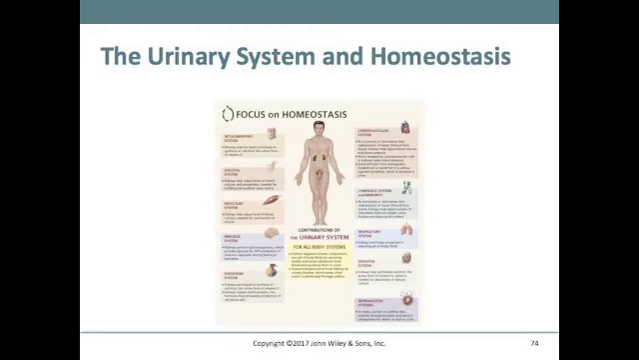Moving on to the next slide. This focus on homeostasis is found on page 1082 of your textbook. So the urinary system contributes to all body systems. For example, the kidneys help regulate volume, composition, and pH of body fluids by removing waste and excess substances from the blood and excreting them in urine. And the ureters transport urine from the kidneys to the urinary bladder, which stores it until it is eliminated through the urethra. And I'll let you go through all of the other points on this slide on your own time.